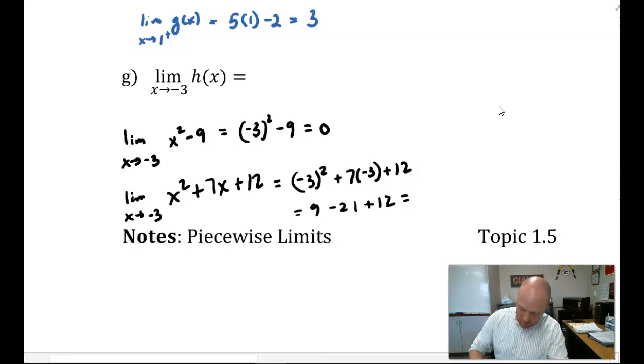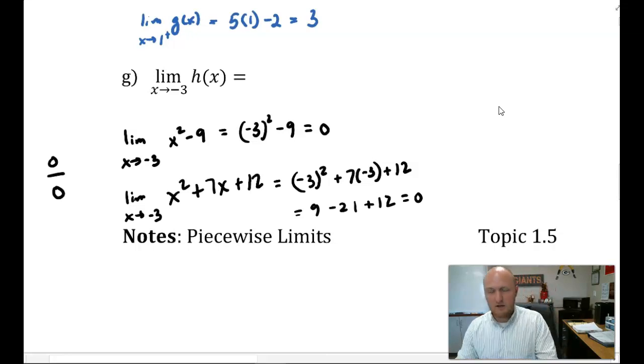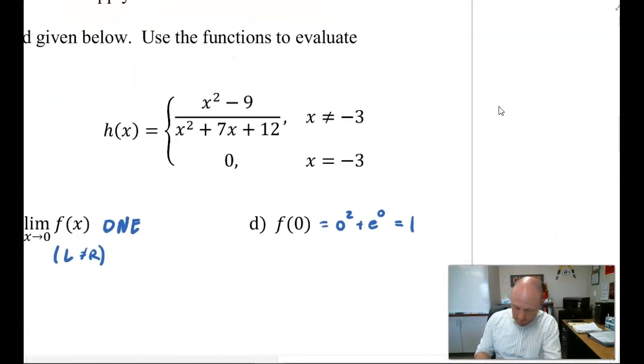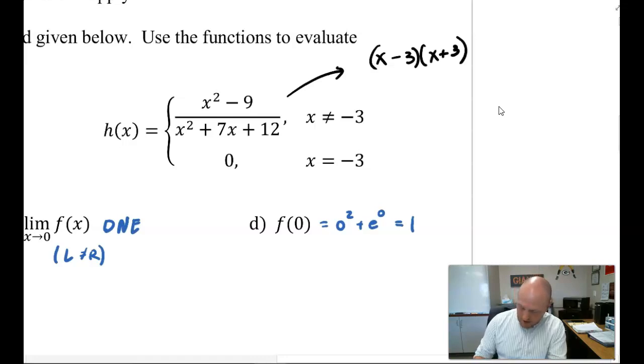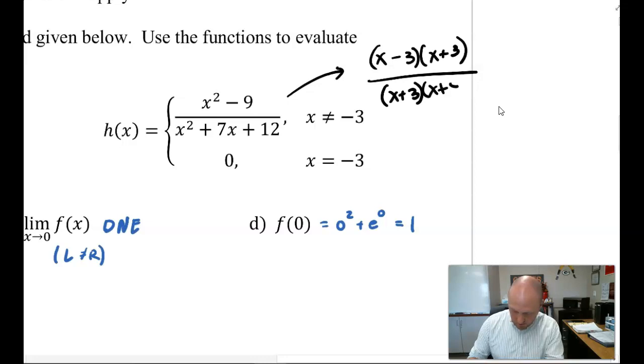This is also 0. So I have what we will talk about further in another video: 0 over 0. This is indeterminate. I can't determine anything. 0 over 0 tells us nothing. But what I can do is go to this function up here and rewrite this. X squared minus 9, isn't that x minus 3, x plus 3? And x squared plus 7x plus 12, isn't that x plus 3, x plus 4?